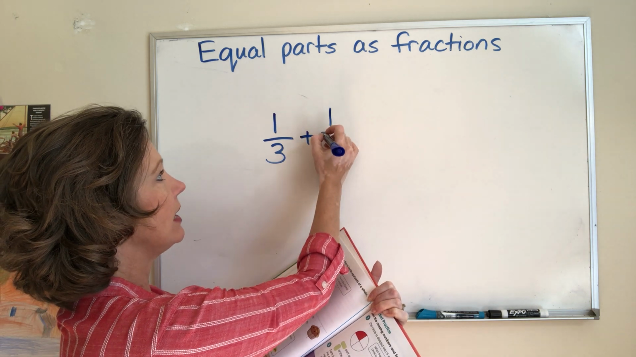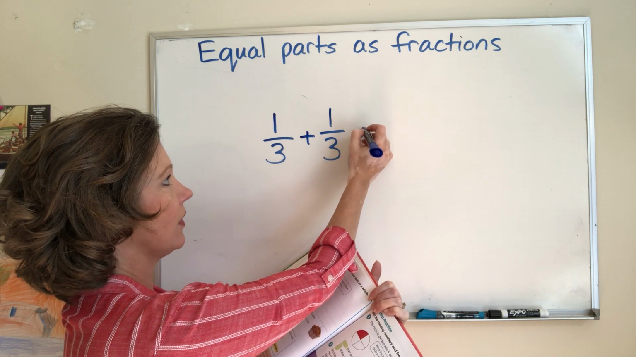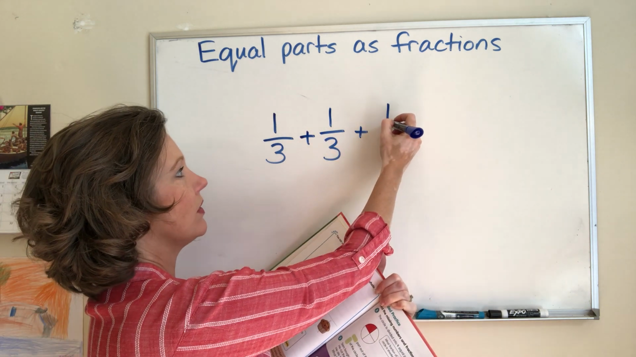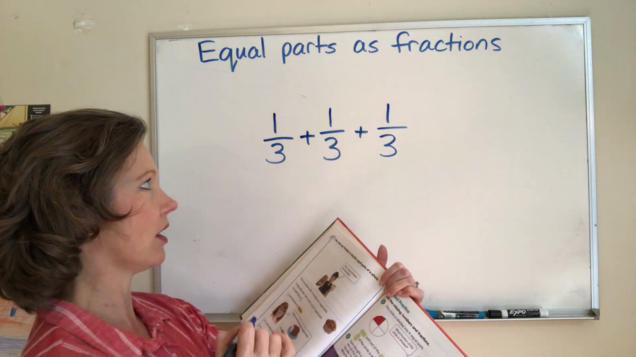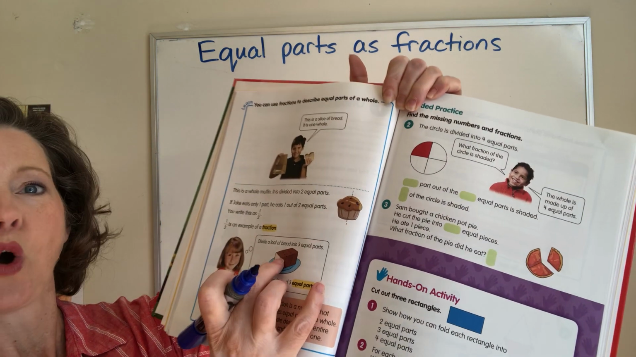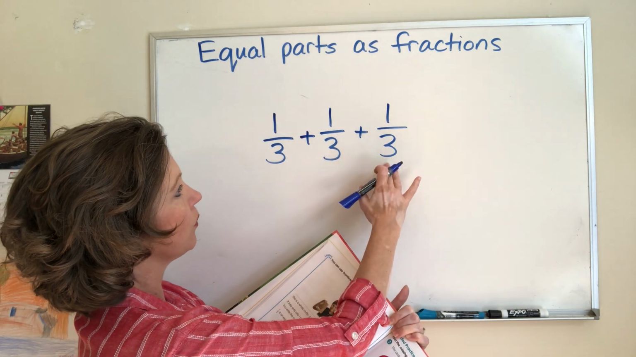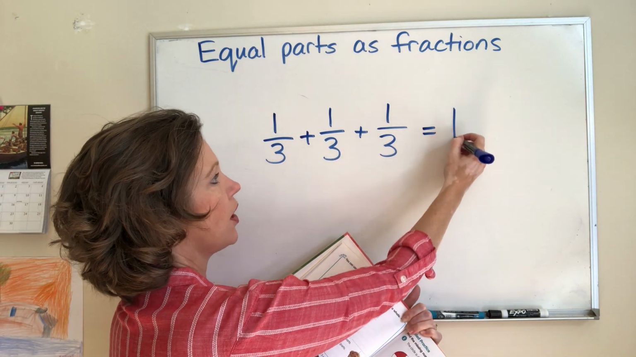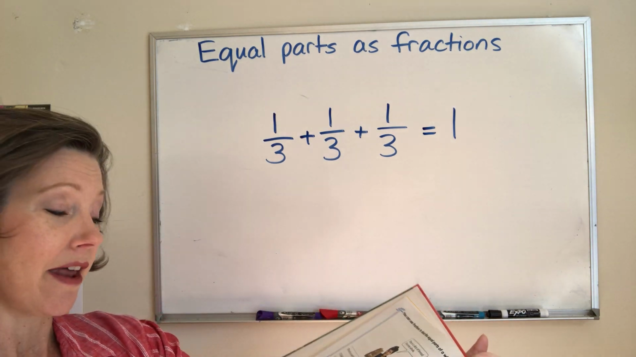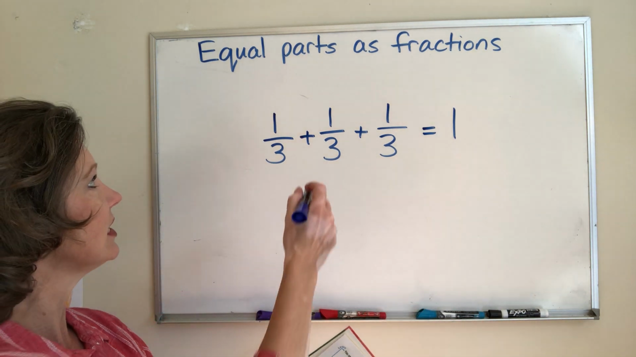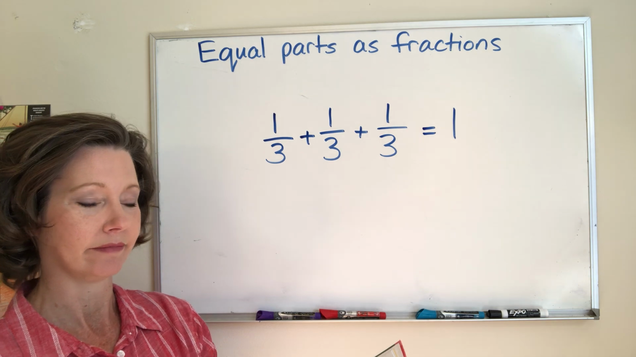If we added the next 1/3 of the cut, and then we added the next 1/3 of the cut, we would have the whole loaf of bread. So 1/3 and 1/3 and 1/3 gives you one whole loaf of bread in that picture. This is called a fraction, okay?